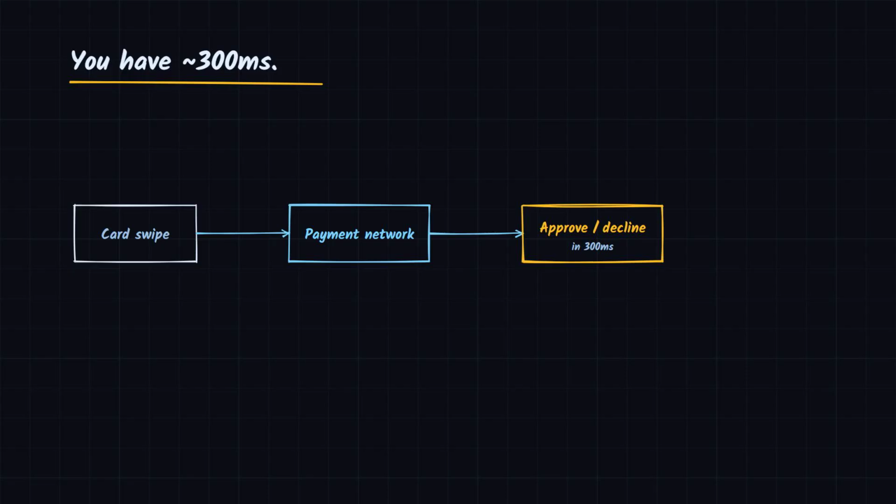When a customer swipes a card or initiates a digital transfer, the payment network gives the core banking system about 100 to 300 milliseconds to approve or decline. That is your entire window to detect fraud. Miss it, and the money leaves the bank.